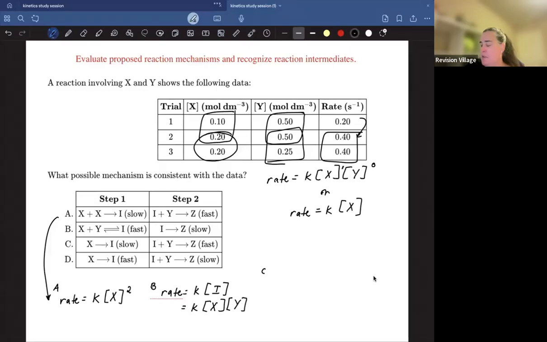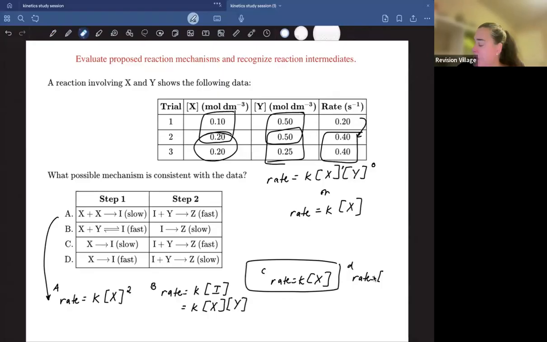For choice C, the first reaction is slow, so we could write down the rate law. That is the right answer. Yay. And for choice D, just to be a completionist, we would say that the rate is equal to, there's not enough room, trying to be a completionist and I'm failing.